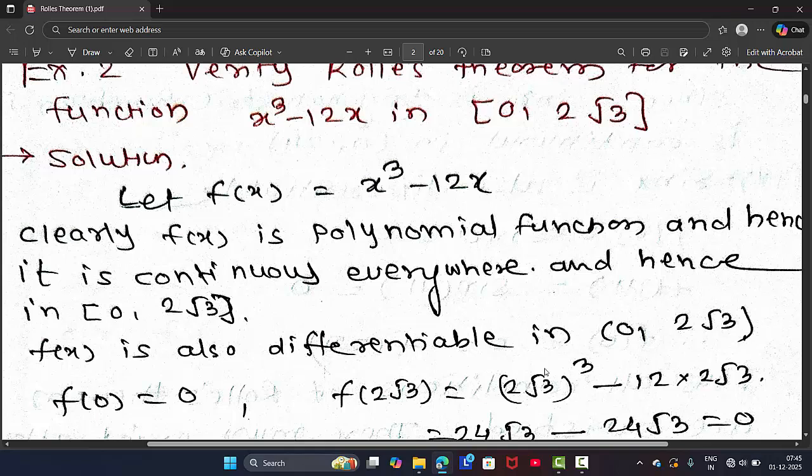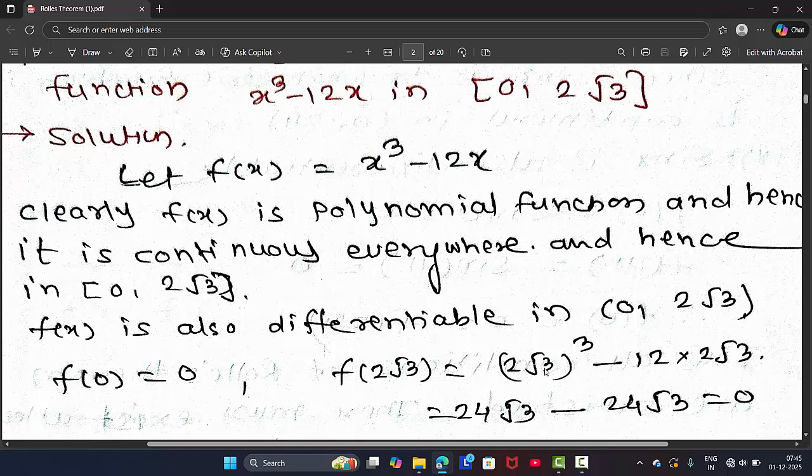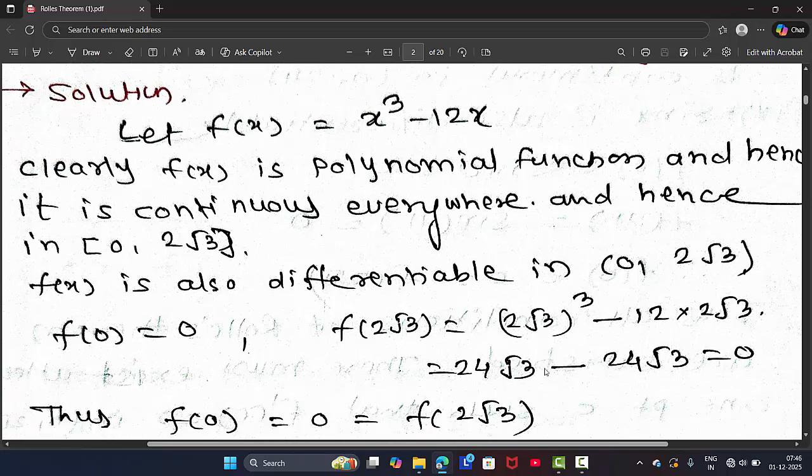Now f of 0 equals 0 cube minus 12 into 0, that is 0. F of 0 equals 0. F of 2 root 3 is (2 root 3) cube minus 12 into 2 root 3. (2 root 3) cube becomes 24 root 3, and 12 into 2 root 3 becomes 24 root 3. 24 root 3 minus 24 root 3 equals 0. And hence f of 0 equals f of 2 root 3.